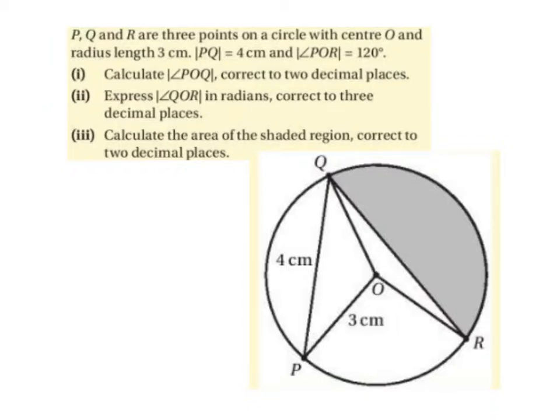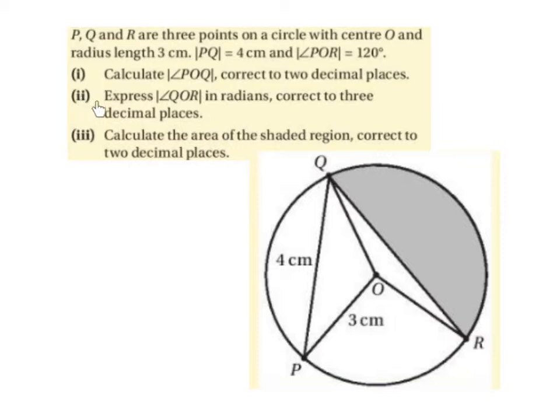is 3 centimetres. PQ is 4 centimetres, and the angle POR is 120 degrees. So POR, this is 120 degrees. Part 1, calculate the angle POQ. So POQ, so this angle in here, to 2 decimal places.